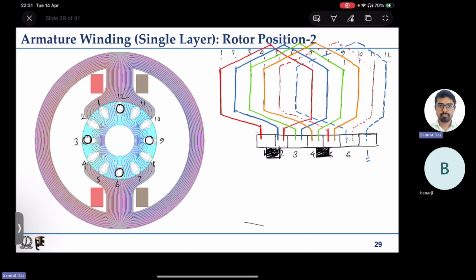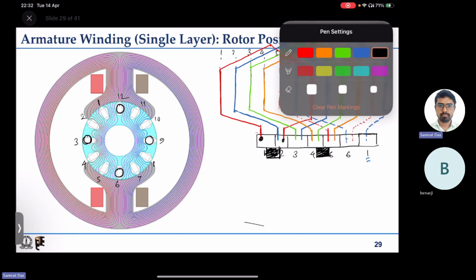Now what is happening here? So here you can see that coil 1 is shorted. Coil 1, can you see that? This terminal and this terminal, these two are shorted by this brush. But coil 1, actually I think I have named it incorrectly.